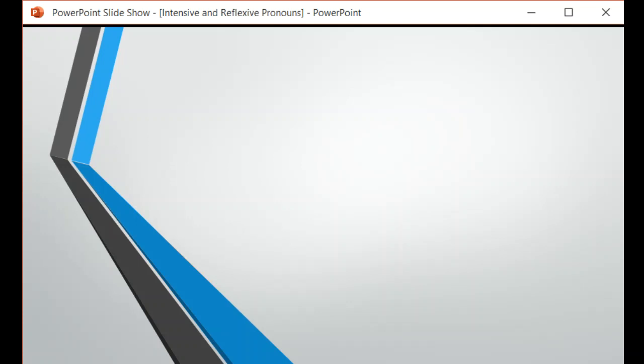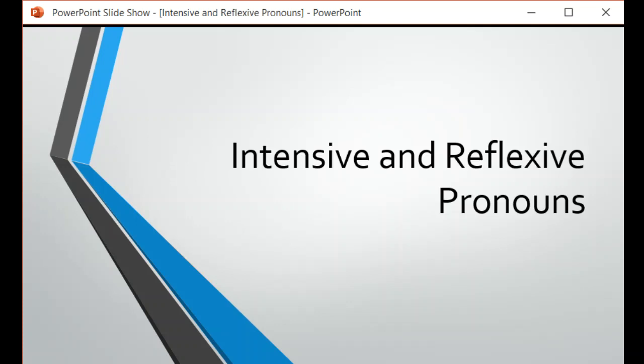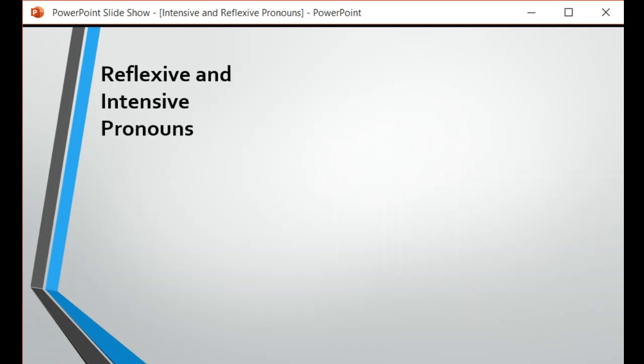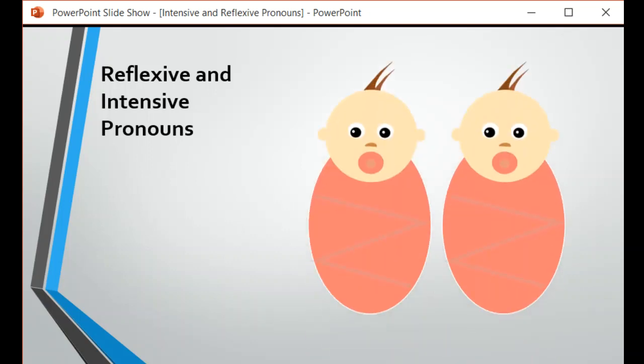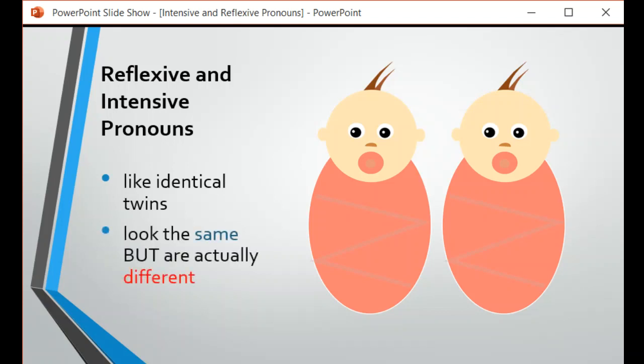Today we're going to be learning about the reflexive pronouns. Okay? The reflexive pronouns and the intensive pronouns are going to be our topic for today. And as usual, reflexive and intensive pronouns are like twins. They are almost the same, they look the same because they're considered like identical twins. They look the same, but actually they are different. When we say different, it means that they function differently from each other.